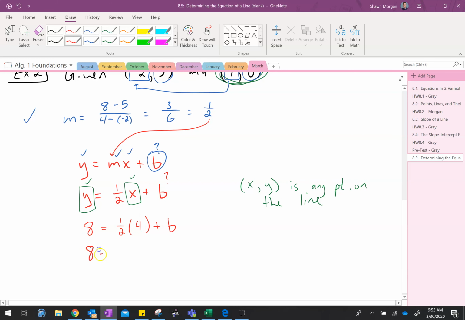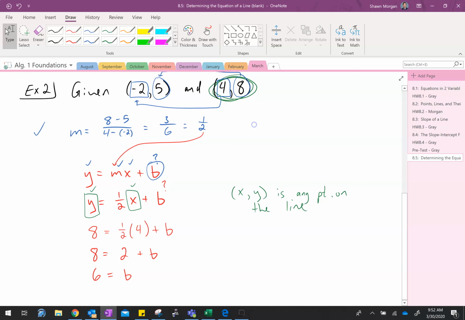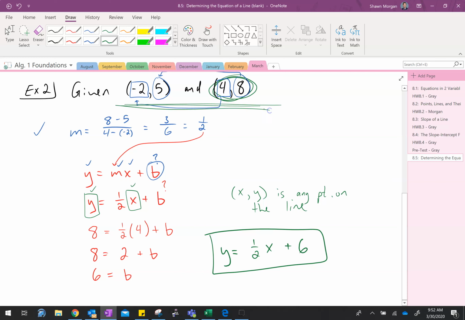So all we have to do now is work out the arithmetic. We've got 8 on the left. 4 times a half would be 2. So 2 plus what equals 8? We could either use inspection or subtract 2 from both sides. Regardless, we get b equals 6. And so that allows us to put together our final answer. The equation would be y equals 1/2 x plus 6. And that is the line that passes through both of these two given points. You'll learn next year in geometry that through any given pair of points, there exists one line in a plane. So this is the line that we just found.